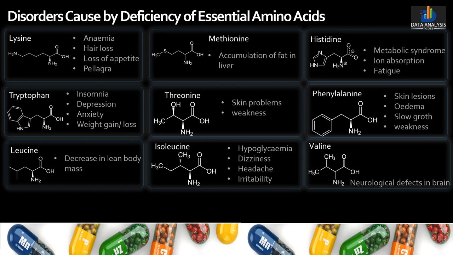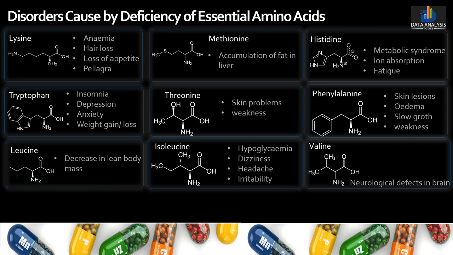Phenylalanine. Deficiency of phenylalanine has consequences such as skin lesions, edema, slow growth, and weakness. Leucine. A deficiency of leucine causes a decrease in lean body mass due to high muscle catabolism. Isoleucine. A deficit of isoleucine causes symptoms similar to those of hypoglycemia, such as dizziness, headaches, weakness, irritability, fatigue, and depression. A deficit of valine, which is a branched-chain amino acid, is known to have indirect effects on neurological brain disorders.